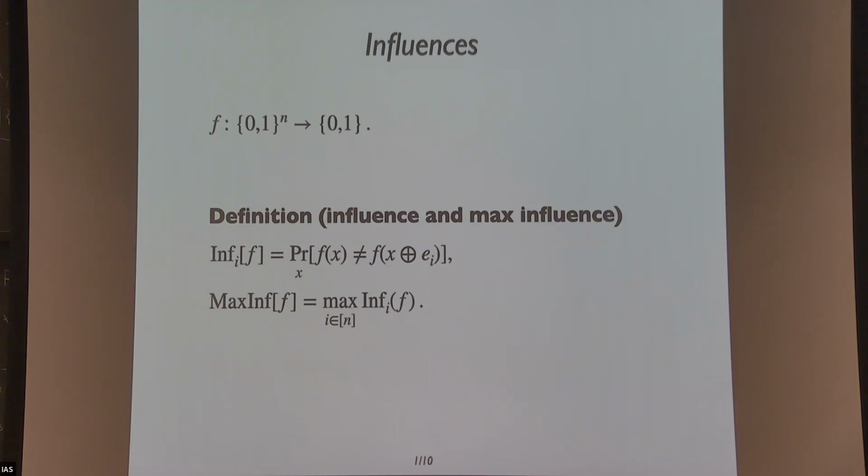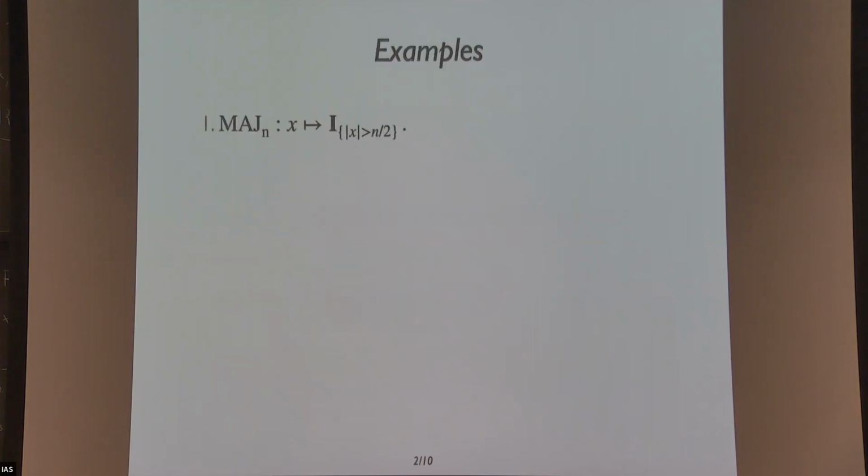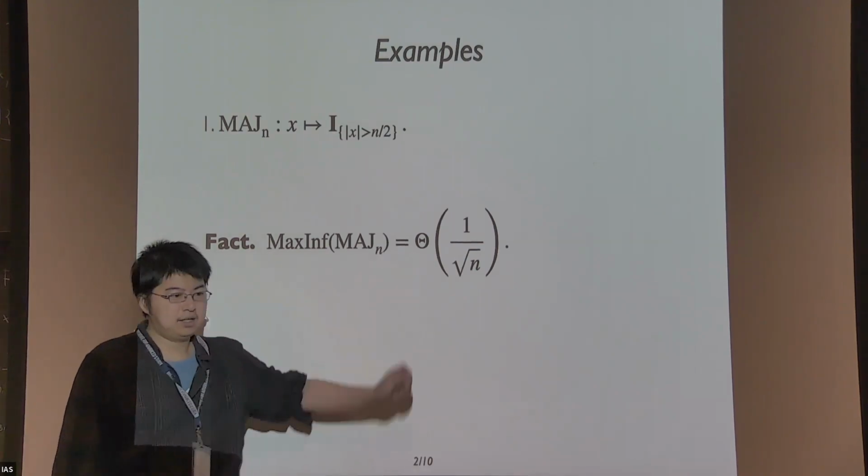To help us digest this definition, let's look at two canonical examples. And we will see that these examples are not just random examples later. The first example is the majority function. It outputs the majority bit from its input. Its max influence is Θ(1/√n), and this notation just hides the constant.